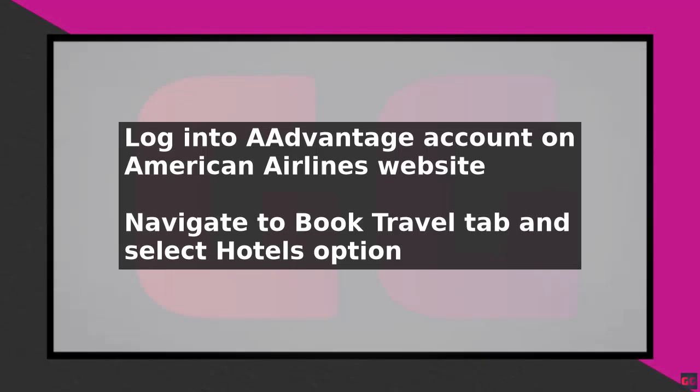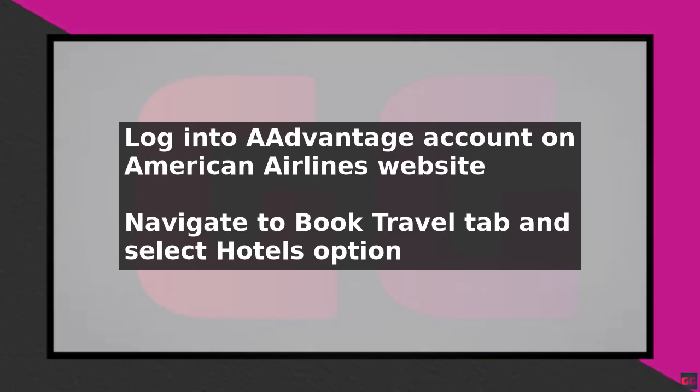To book a hotel with American Airlines miles, start by logging into your AAdvantage account on the American Airlines website. Once logged in, navigate to the Book Travel tab and select the Hotels option. American Airlines has partnered with Hotels.com to offer over 250,000 hotel options worldwide.